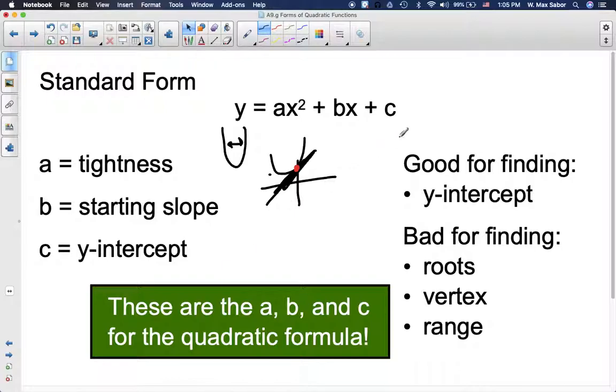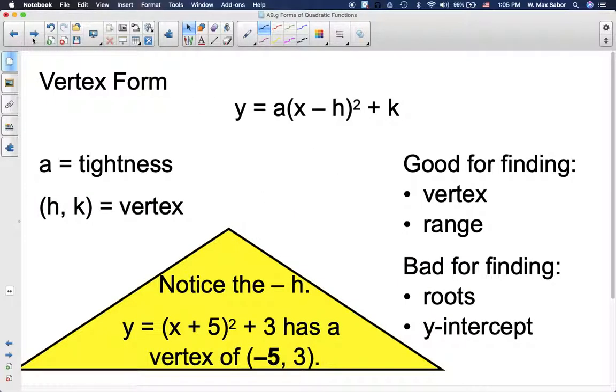Standard form is useful for finding the y-intercept and for using the quadratic formula, but it's bad for finding the roots, vertex, and range. You can do all of those things, but this is the strength of standard form, to find the y-intercept or use the quadratic formula.